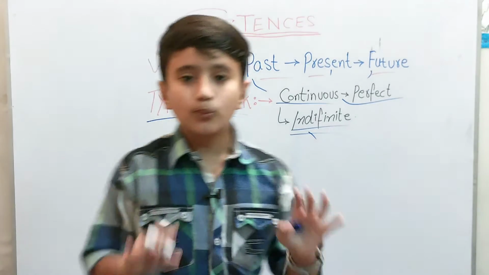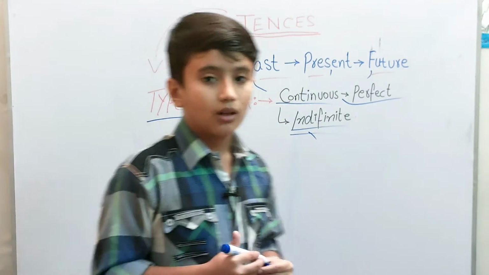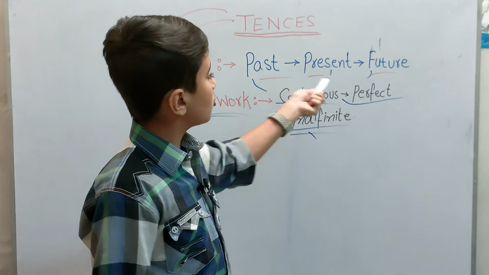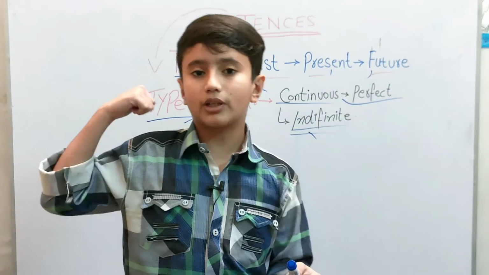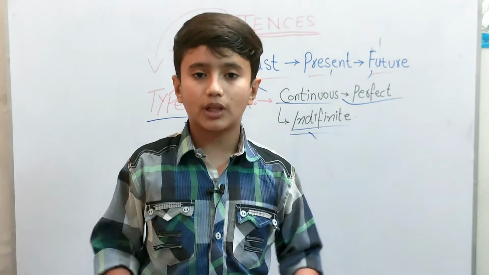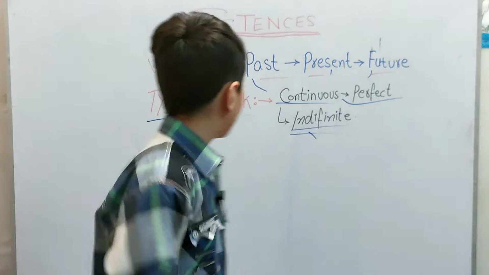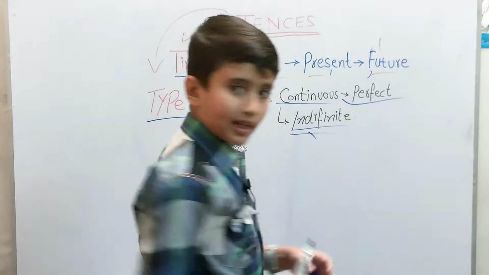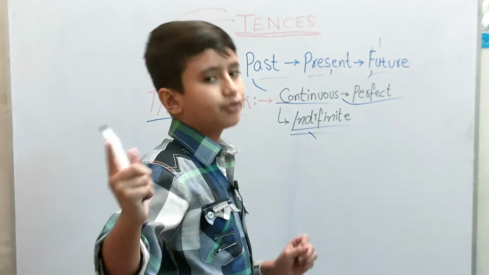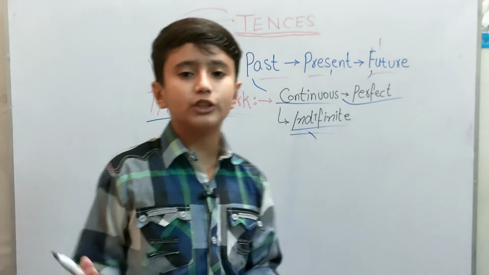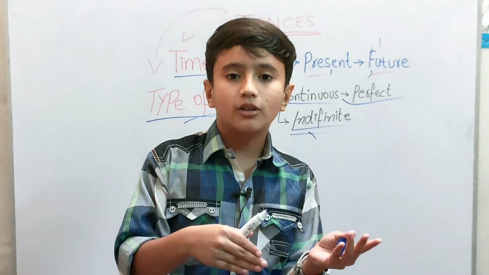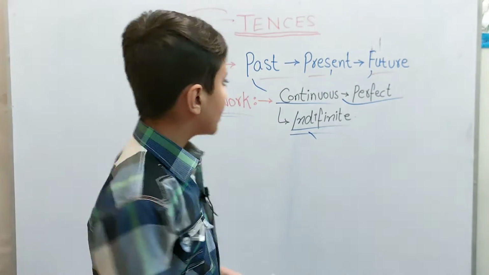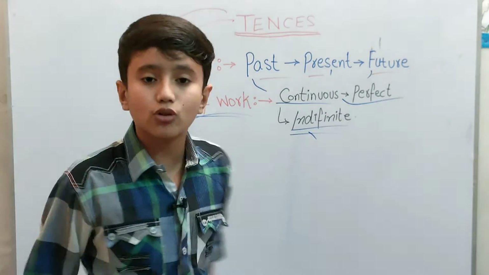Time represents when that work was done. And there are 3 types in time: one is past, one is present, one is future. Past means when it happened before, present means what is happening now, and future means what will happen. And for type of work, there is continuous, that is going on. One is perfect, that has happened and you know it's perfect. And indefinite means one on which you aren't sure whether it is done or not done. So these are all the basics of tenses.